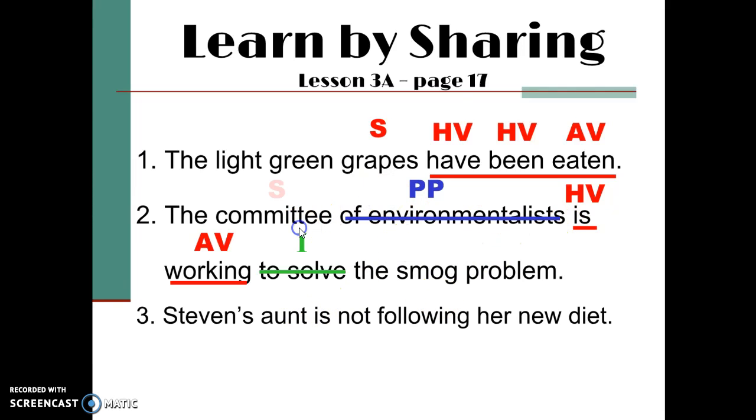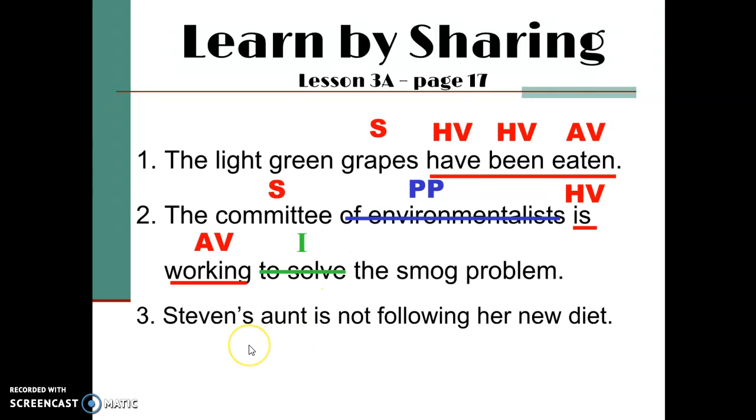The committee is working. This is a really good example of why we want to get rid of these phrases. If we didn't get rid of this phrase, it would have sounded okay to say environmentalist is working. Even though it's got that S there, it might not have made sense, but it might have sounded okay because the committee is made of environmentalists. But since this already has a job in the sentence, it's a prepositional phrase, it can't also be the subject, so that's why we ignore it.